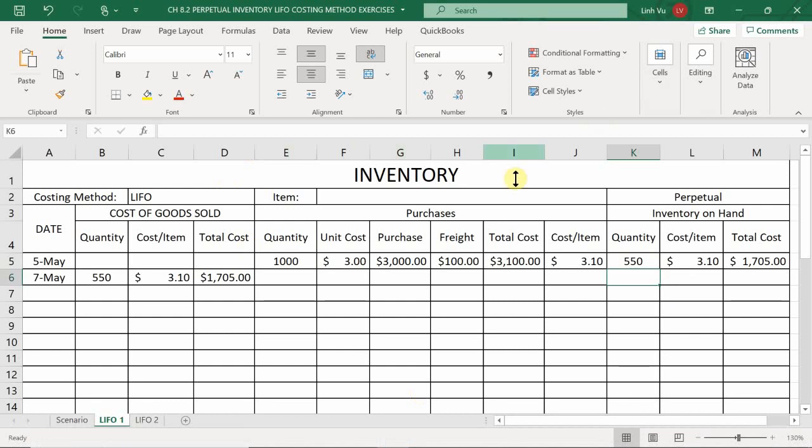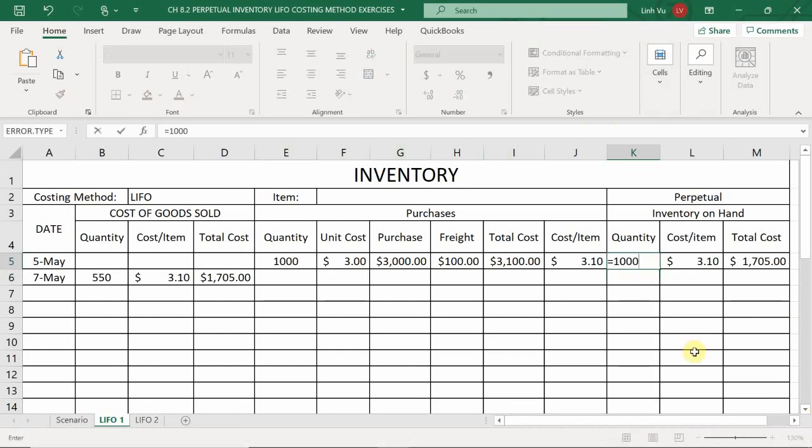Wait, wrong one. My bad. You're supposed to do this. 1,000, right? Subtract 550 should give you a remainder of 450. Okay. So that's how much inventory I have left, 450. Okay.